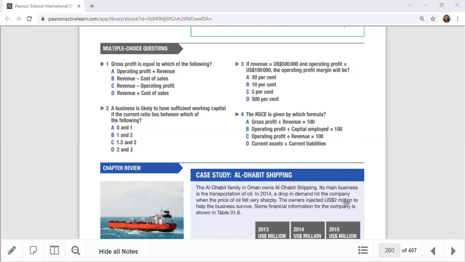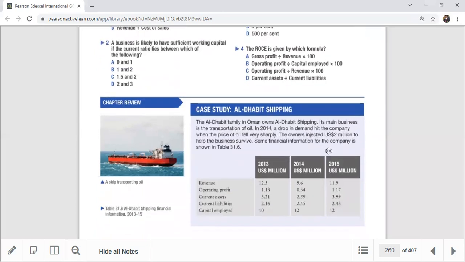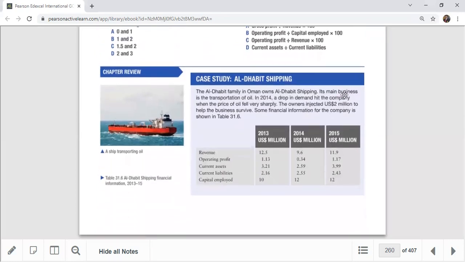All right. Let's go to this chapter review question. Al-Dhabit Shipping Line. Right now, worldwide, because of the pandemic, shipping lines, everything was hit. For example, airlines, shipping lines, because international trade was halted. They have had a bad period. For example, the total airline industry went down by 70% in 2020. Railway transport, road transport, shipping lines all went down. They were hit by the great pandemic.